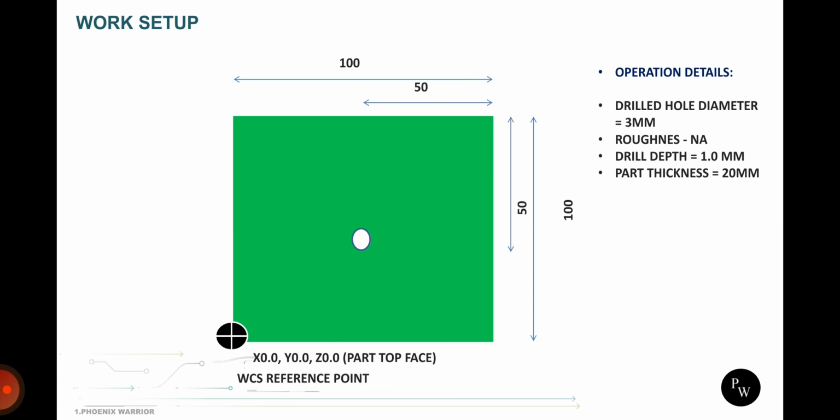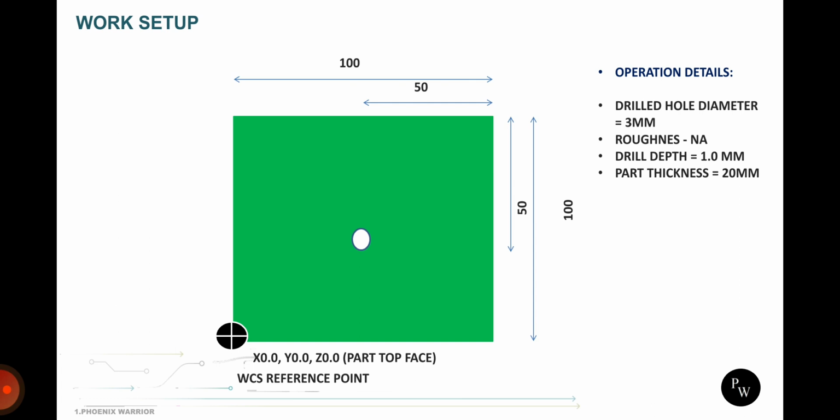Now we are going to make the hole, and the operation details are given. Drill hole diameter is 3 mm, and roughness, it is a service hole, right? So we are going to make a spot drill for service purposes. That's why there is no need for roughness, and a drill depth of 1 mm is enough. The part thickness is 20 mm. If the raw material's total thickness changes, then the Z0 point will change. If the part thickness varies from 20 to 25 mm, then the tool will get broken. So we need to control this kind of problem in the raw material inward.